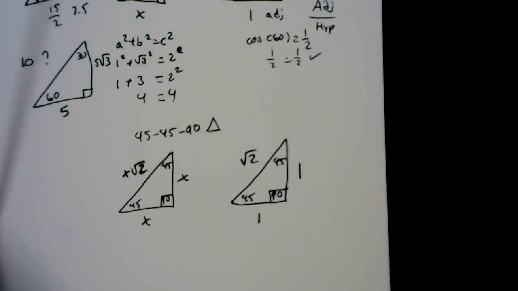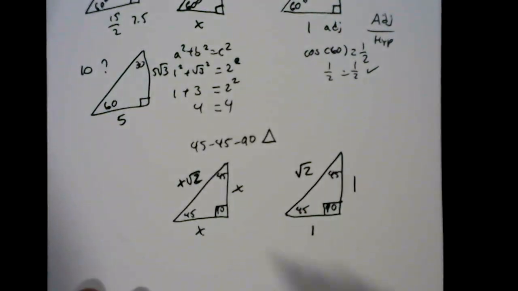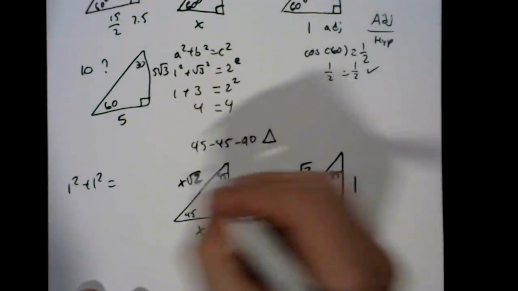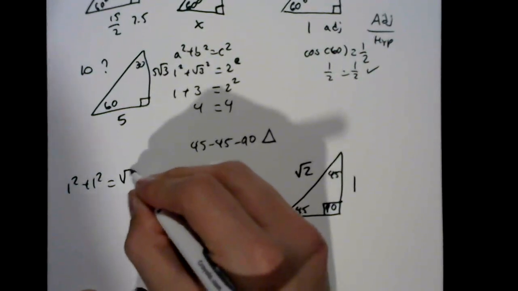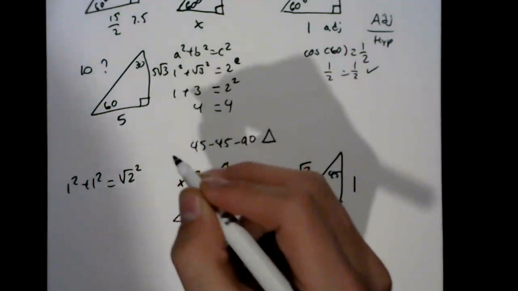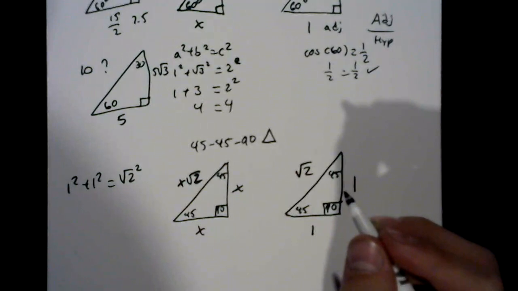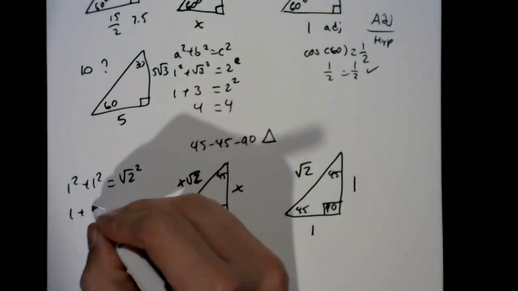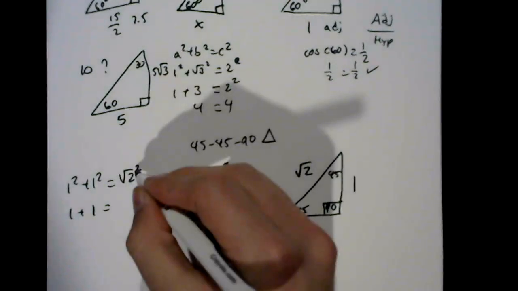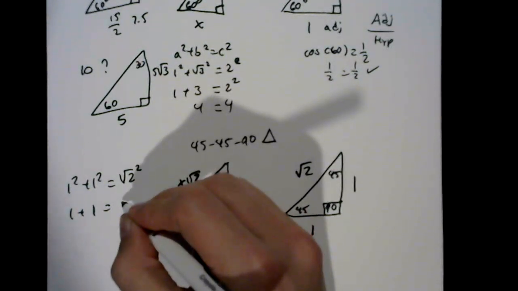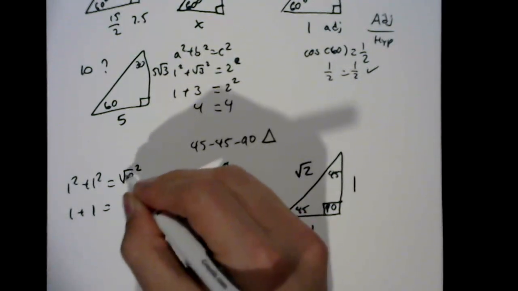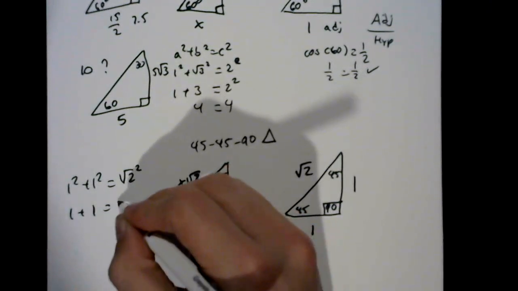You're saying, how does that work? We'll just use, again, the Pythagorean theorem. 1 squared plus 1 squared equals square root of 2 squared. So 1 squared is 1, plus 1 squared is 1, and square root of 2 squared is, squared cancels out the square root, so you're left with 2.